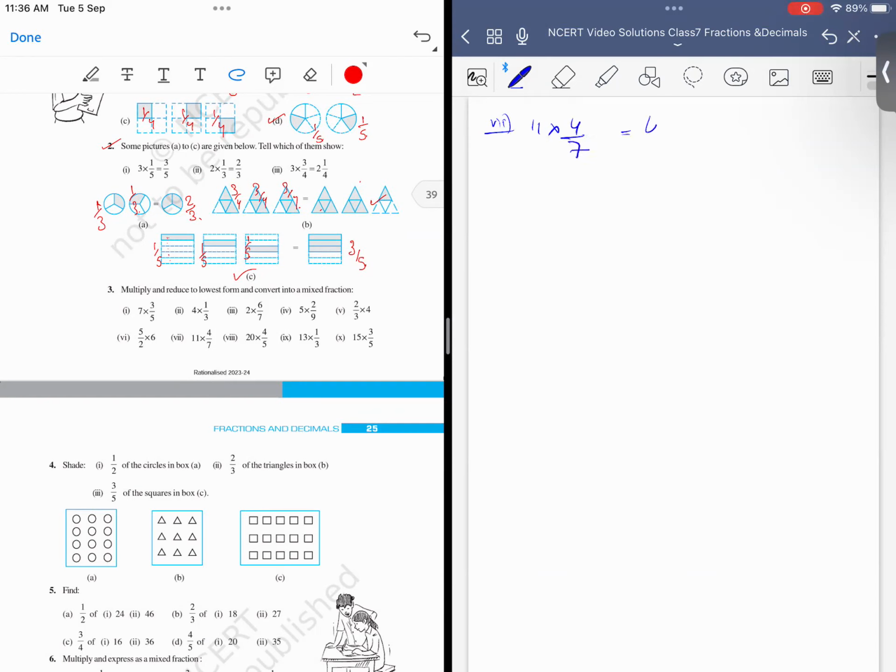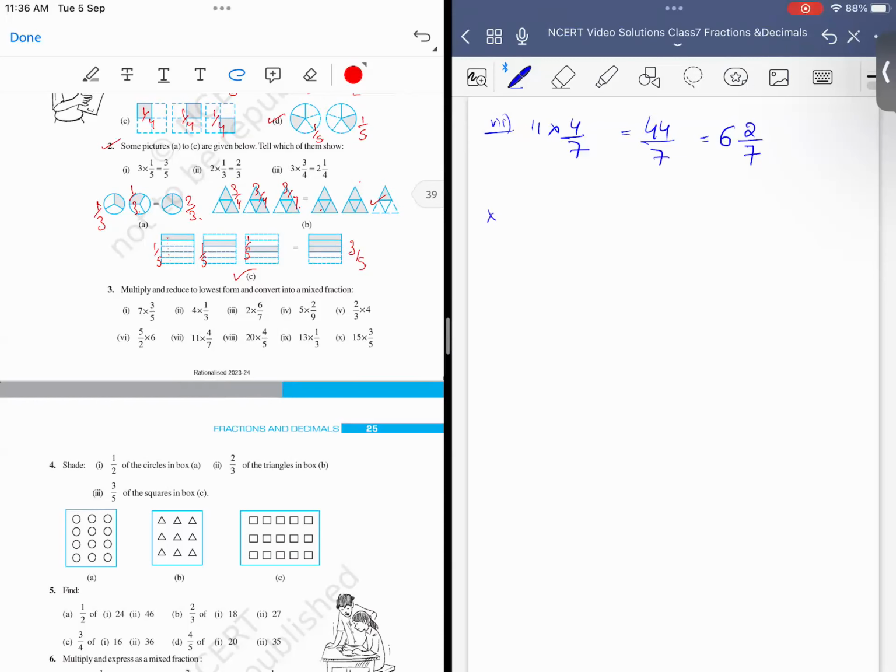Now, what is it? 44 by 7. Now, again, divide it how many times? 6 times. So the question we write here, the whole part becomes the quotient. Then what is the remainder? 2. So 2 is the remainder, which goes in the numerator of the fraction, and the divisor becomes the denominator. So 6 whole 2 by 7 is the mixed fraction. Likewise, we can do the rest.